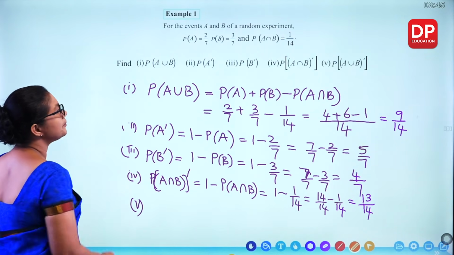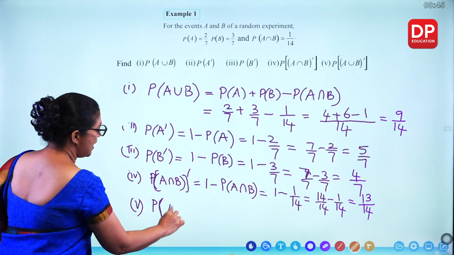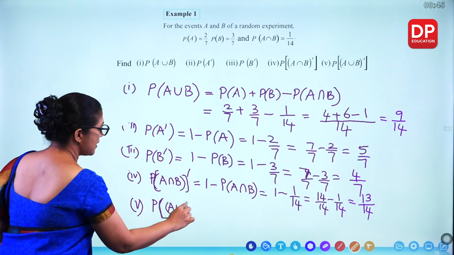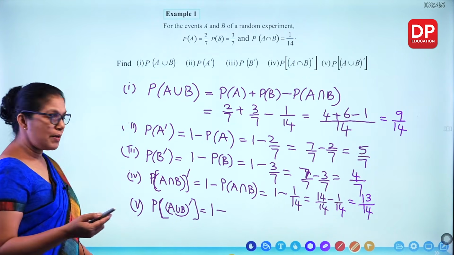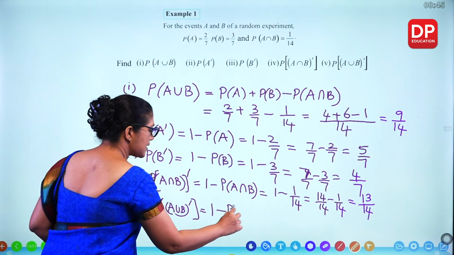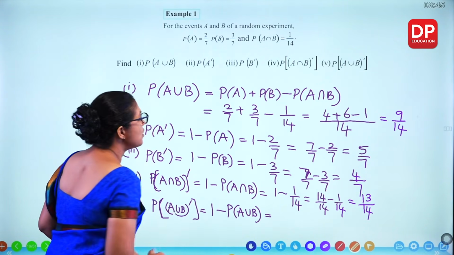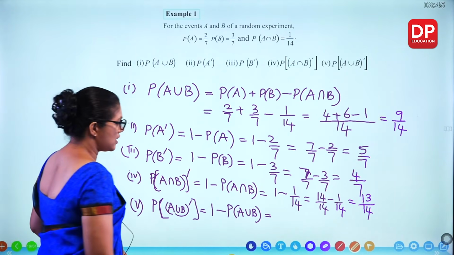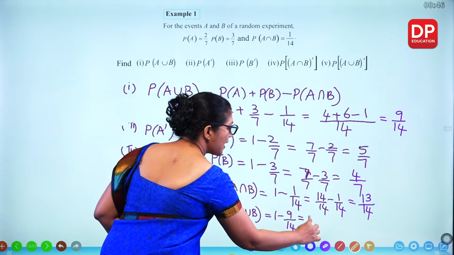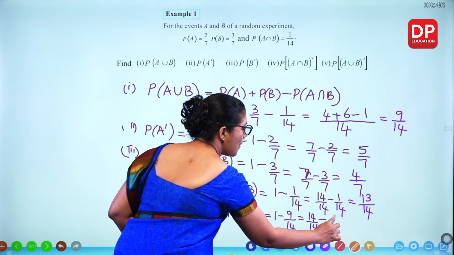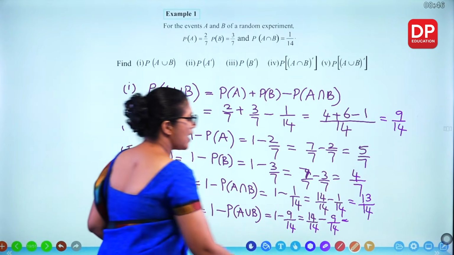And the fifth part, probability of A union B whole thing dash. Again, use the same formula. Any complement event is equal to 1 minus the event. A union B, we found out, is 9 over 14. So 1 minus 9 over 14. 1 I can write as 14 over 14 minus 9 over 14. So what's the answer? 5 over 14.